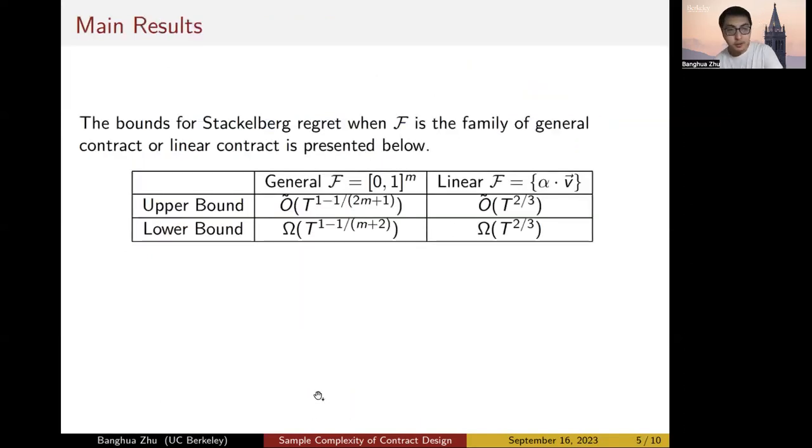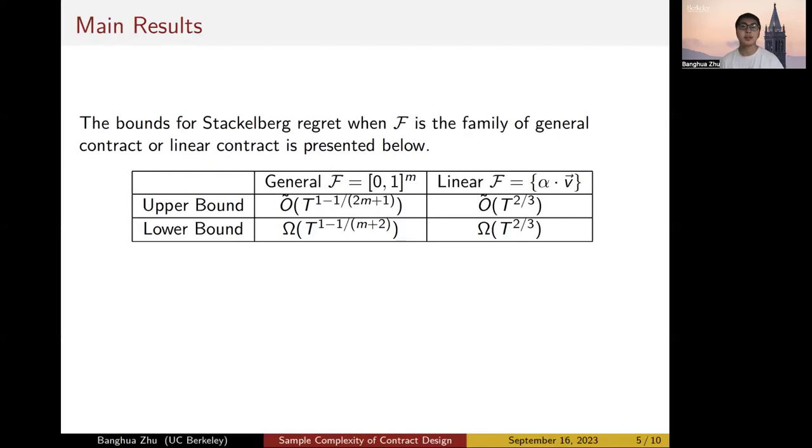Our main result is the following. We provide a bound for the Stackelberg regret when the contract family F is either the general contract family, which is the m-dimensional vector where each coordinate is supported between 0 and 1, or a linear contract, where your contract is restricted to be just a scalar times your value function, and you can only change your scalar alpha here.